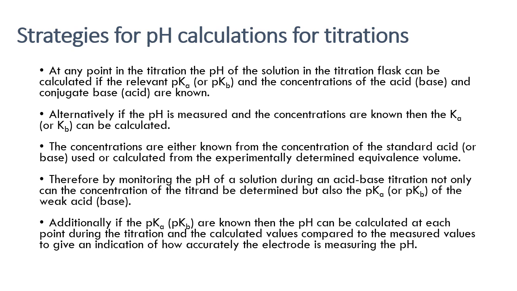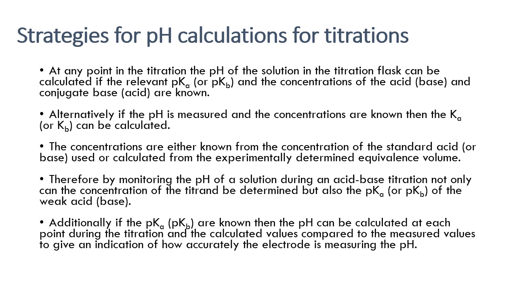Now, the concentrations are either known from the concentration of your standard acid or base, or they can be calculated from experimentally determined equivalence volumes. If you are monitoring the pH of your solution during your acid-base titration, not only can you determine the concentration of the titrant if it's unknown, but you can also use this to determine what the pKa or pKb of a weak acid or base will be. And finally, if the pKa or pKb are known, then the pH.